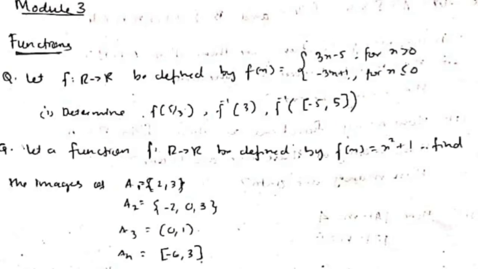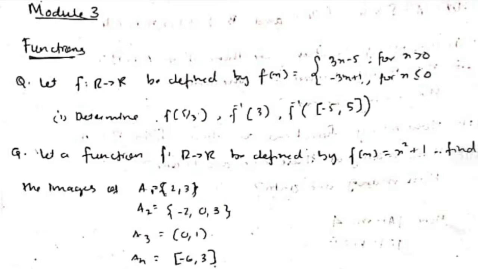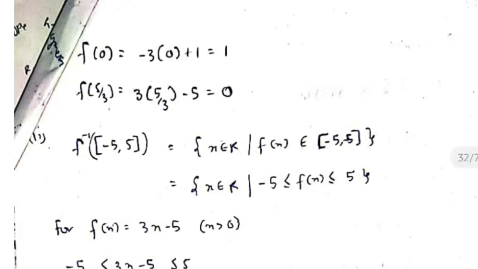In this question we have been given the value of f of x for x greater than 0 and less than 0. In both of these cases we will apply a different formula. For the first one, f of 5 by 3, since 5 by 3 is greater than 0, the formula used is 3x minus 5. So we will apply the value of x as 5 by 3 and calculate the final answer.